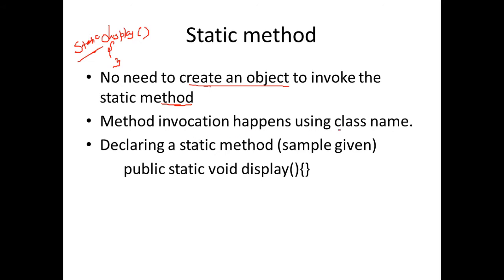Method invocation happens using the class name. So if the static method is in the class Student, how will we invoke this display method? We will say it is Student.display. So we don't need an object to actually access it. So this is the sample for declaring a static method: public static void. Give the access specifier, static is the keyword, then the return type of your method, and display is the method name, and then the method body.